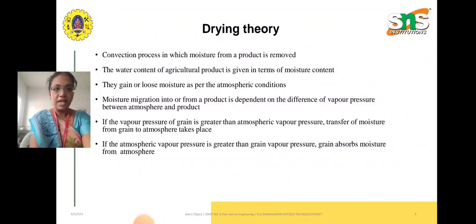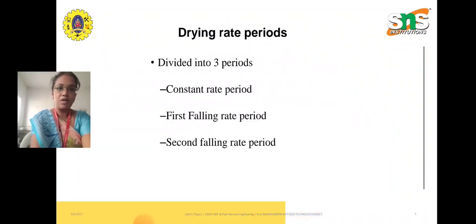So the moisture migration, that is into or from any product, is mainly dependent on the difference in the vapor pressure. So as I told, between the atmosphere and the product, the vapor pressure difference plays a major role in moisture migration. So if the vapor pressure of the grain is greater than the atmospheric vapor pressure, then the transfer of moisture from grain to atmosphere takes place. And vice versa, if the atmospheric vapor pressure is greater than the grain vapor pressure, the grain absorbs the moisture from the atmosphere.